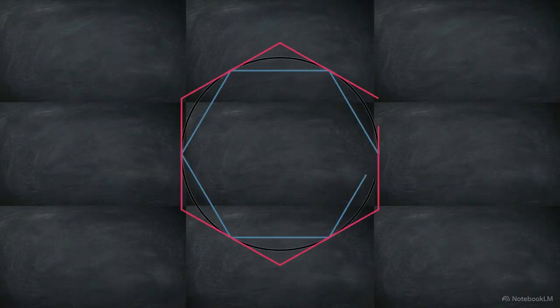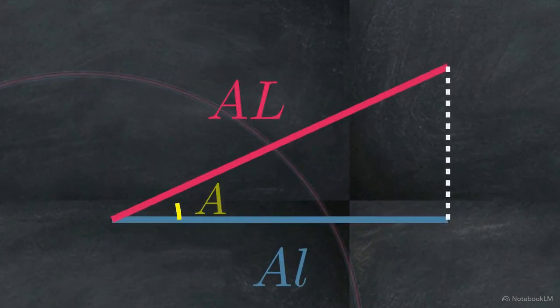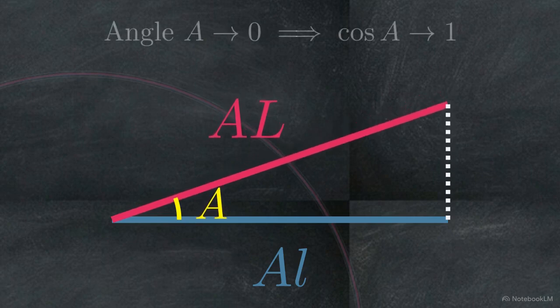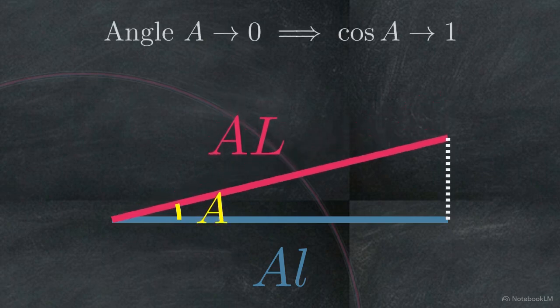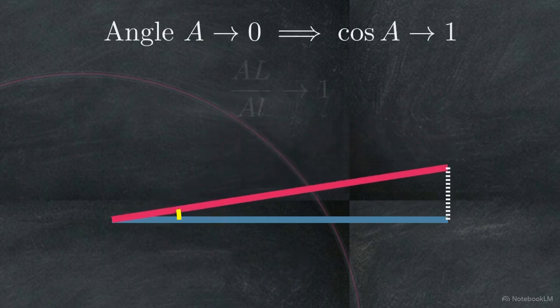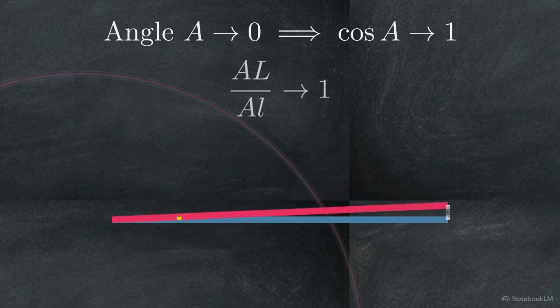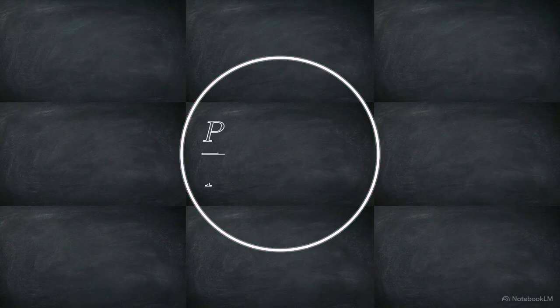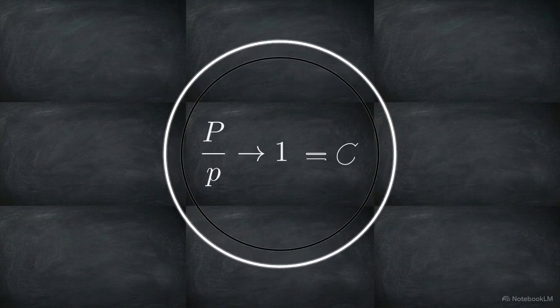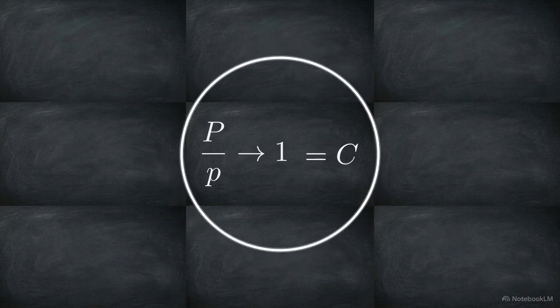We indefinitely double the number of sides. The polygons begin to mimic the curve. As the sides multiply, angle A is forced toward 0. As the angle tends to 0, the cosine of that angle tends to 1. Consequently, the ratio of the outer tangent to the inner chord limits strictly to 1. Because every individual segment ratio limits to 1, Theorem 17 dictates that the ratio of the total perimeters, P over P, must also limit to 1.